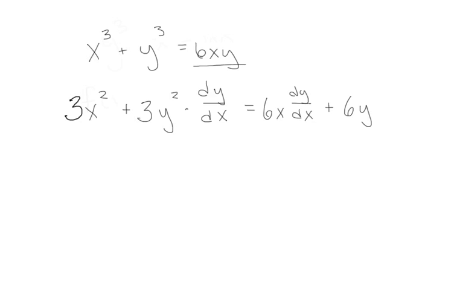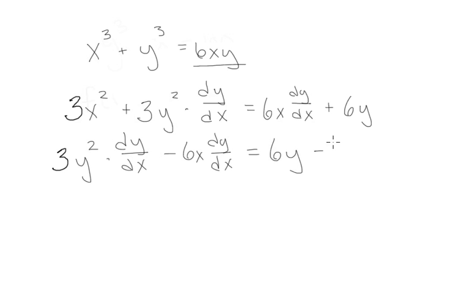So now we need to solve algebraically for dy dx. I want you to notice that it shows up on both sides of the equation. So I'm going to go ahead and move all of the terms that have dy dx's to the left side and all of the terms without the dy dx's over to the right side. So I subtract 3x squared from the left side. I'm left with 3y squared dy dx. I'm going to subtract 6x dy dx from both sides so that it moves to the left side. I have 6y left over on the right, and remember that I had subtracted 3x squared from both sides. I now need to factor out the dy dx on the left-hand side.